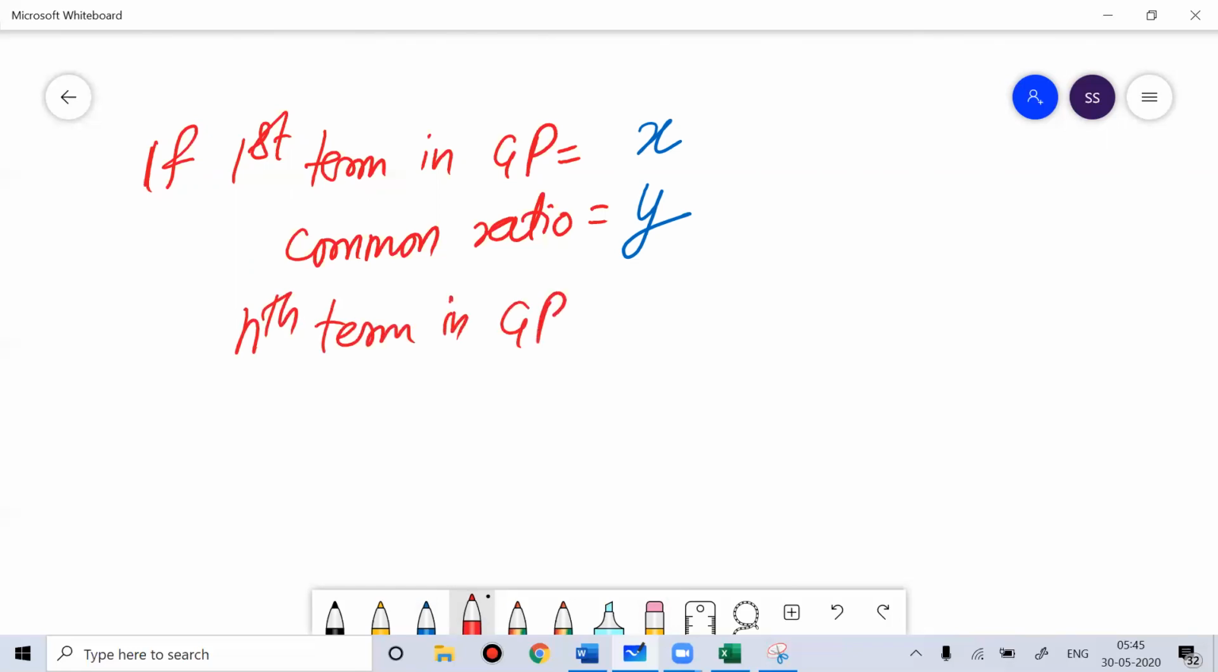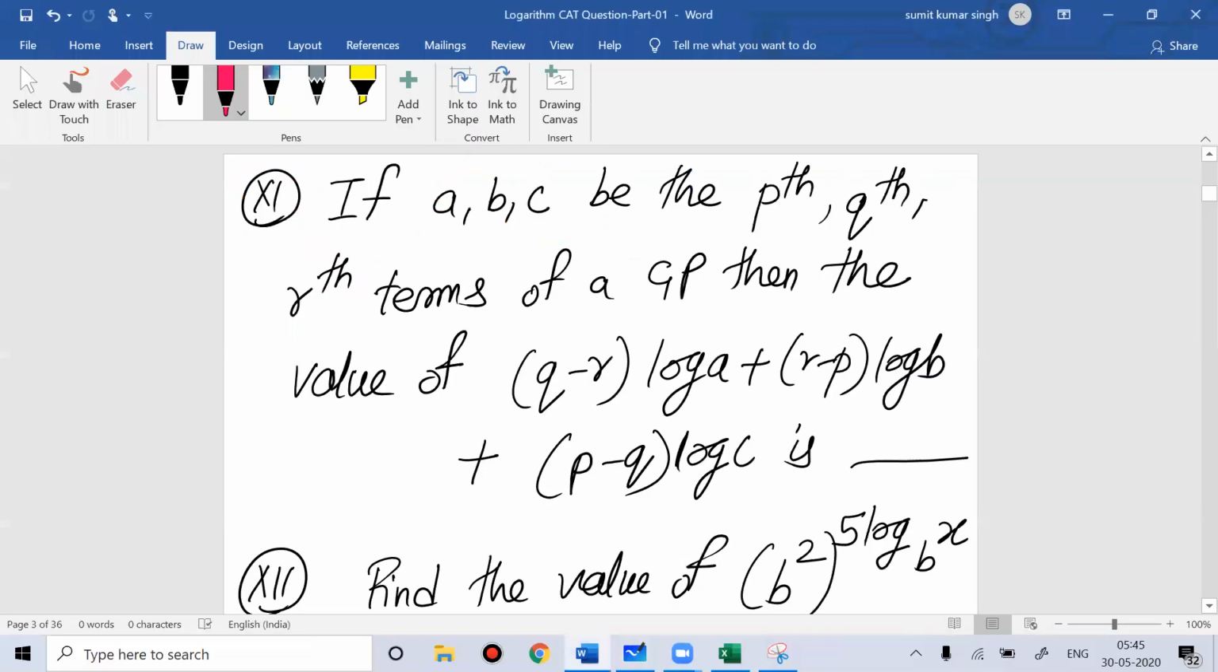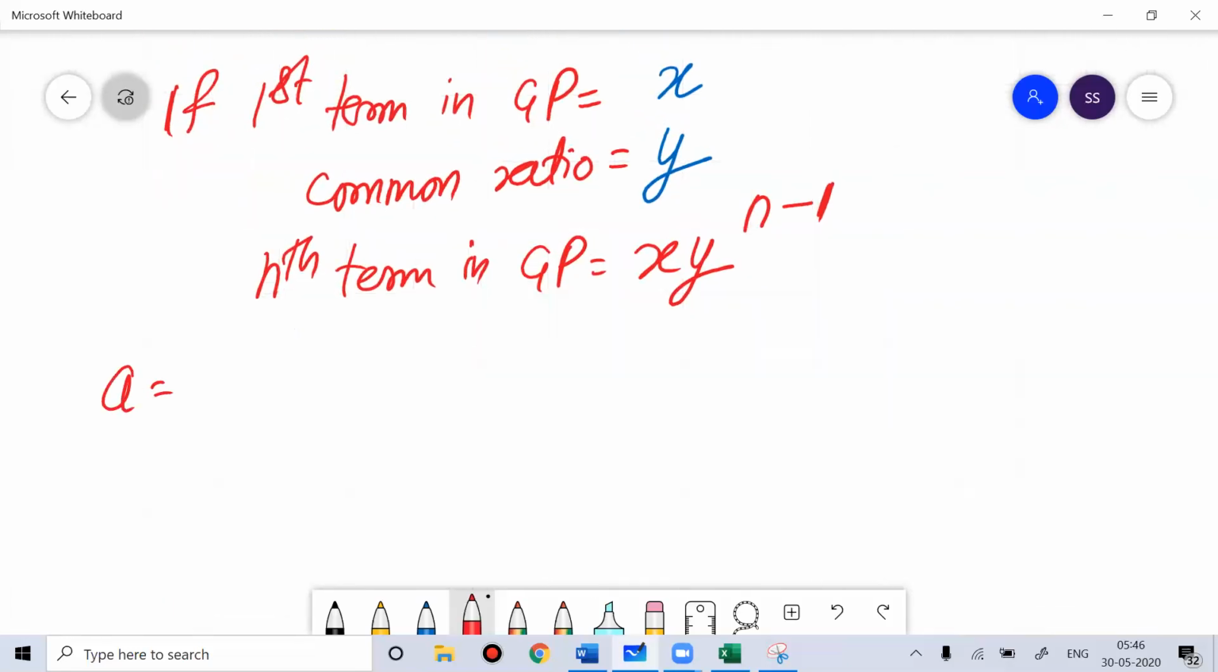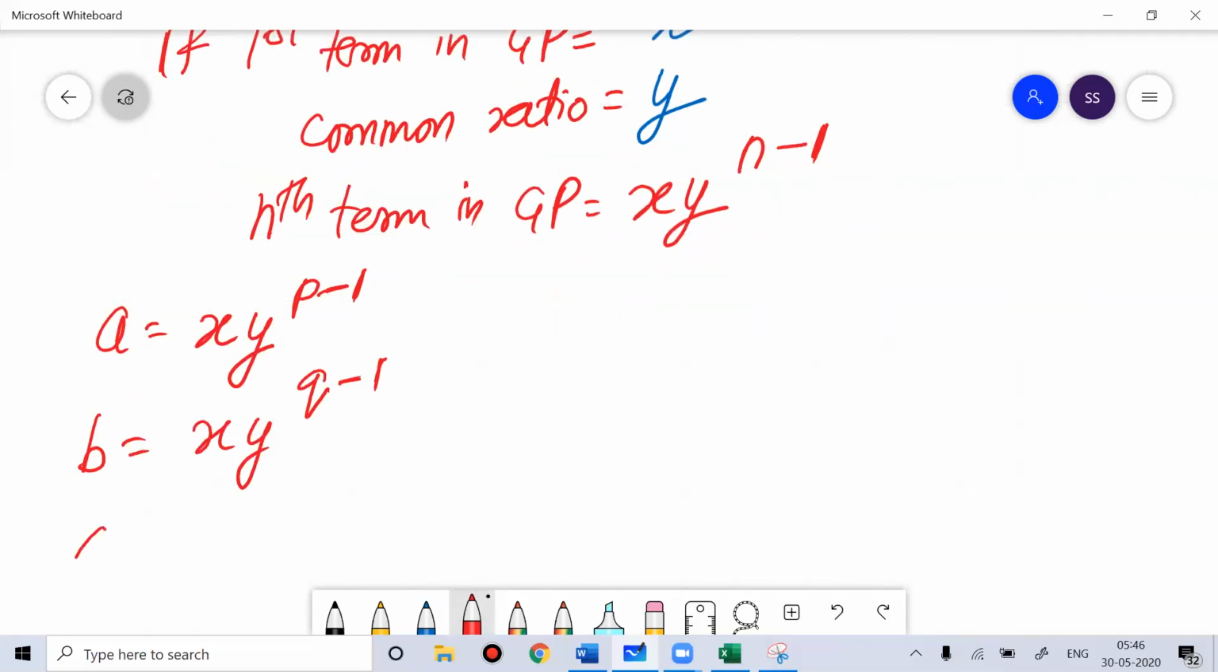So then your nth term in GP would be x y to the power n minus 1. The nth term in the GP would be x y to the power n minus 1. So ABC would be the pth term, qth term, and rth term of GP. So A is the pth term, not rth term. A is the pth term of the GP, B is the qth term of the GP, and C is the rth term of the GP.